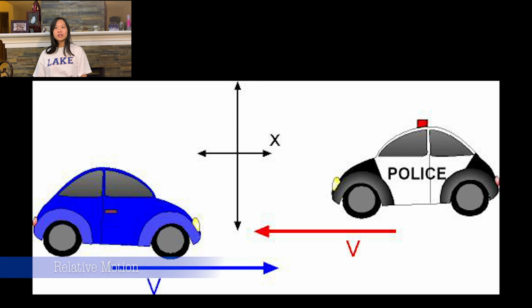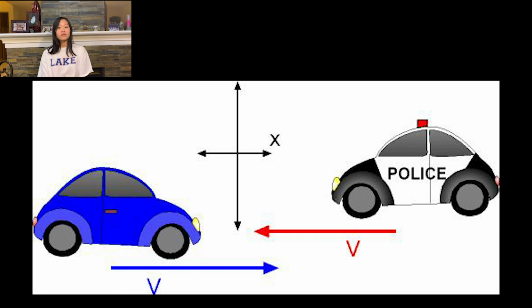A reference frame describes the motion of an observer, the most common reference frame being the Earth. However, in our example, their speeds are being measured relative to each other. For relative motion, we assume we're in an inertial, non-accelerating reference frame.